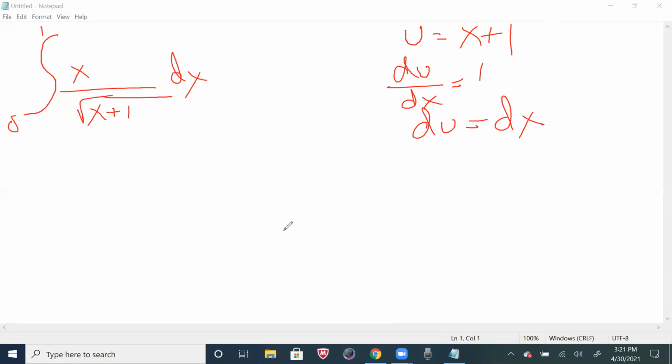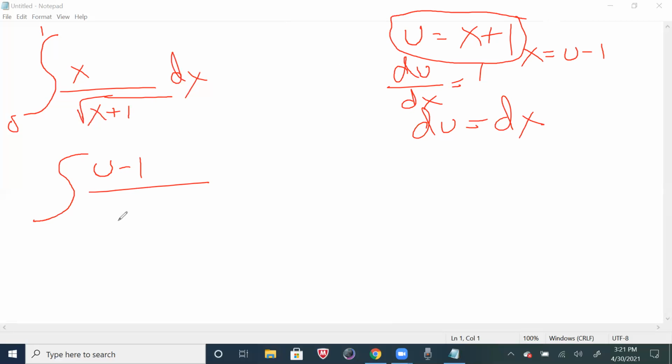Right. Okay, so now I can rewrite this thing. And instead of x, what is x equal to? u minus 1. That's the part that's different. You have to do that little extra step where x equals u minus 1. And that's how I get rid of the x. And then that's the square root of u. And du is dx. And so now I have something that is an integral in u, totally.